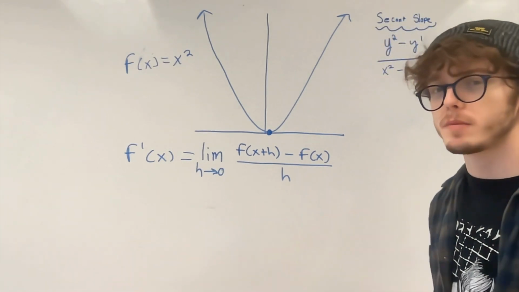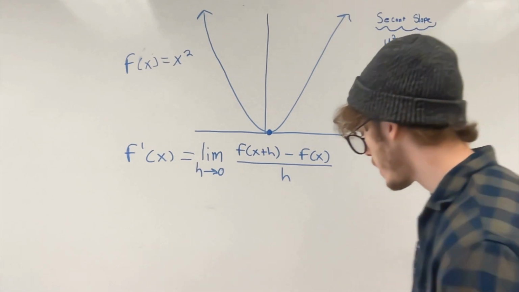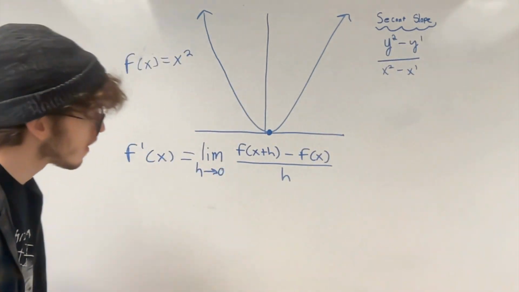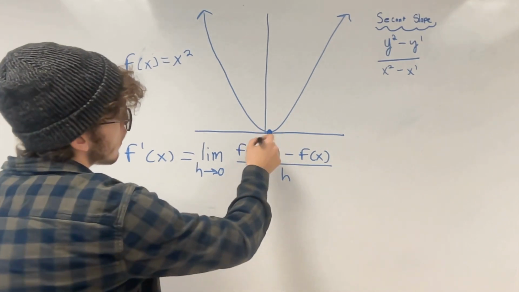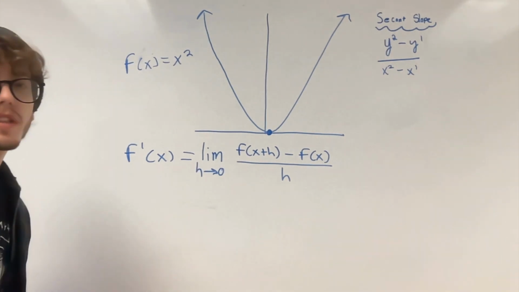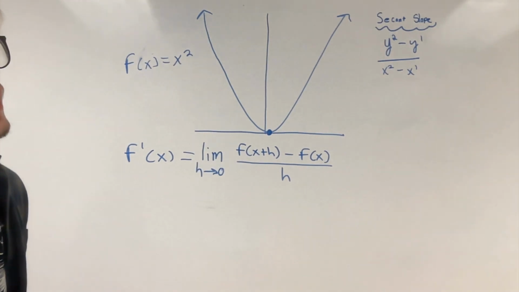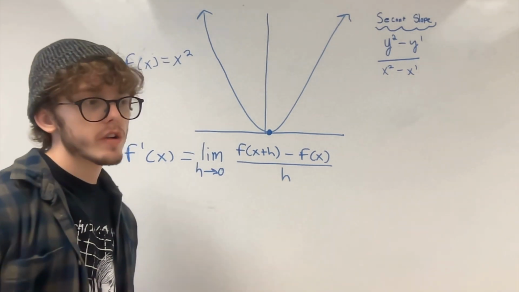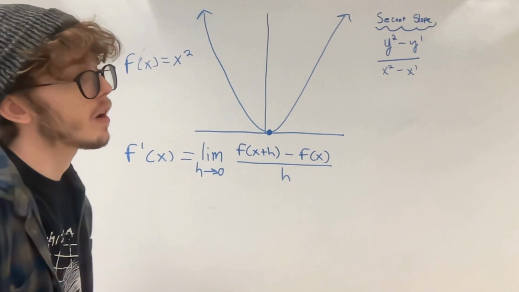Now f prime of x means the derivative, right? What a derivative is, remember we talked about limit approaching a value. A derivative now is looking at what is the slope of a tangent line. What's a tangent line? Well, a tangent line is a ray that intersects a curve at one point, but it does not intersect the curve anymore other than that.